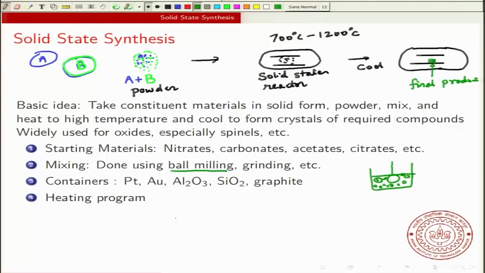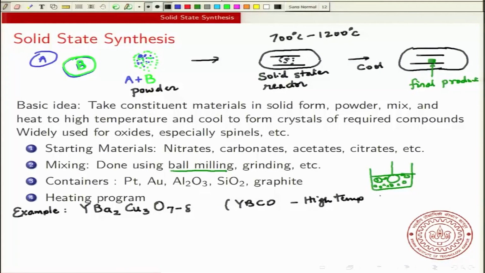Suppose you want to look at the synthesis of, so this is an example. You want to synthesize yttrium barium copper oxide, YBa2Cu3O7-delta. Okay, yttrium barium cuprate. This is commonly called YBCO. This is a high temperature superconductor.